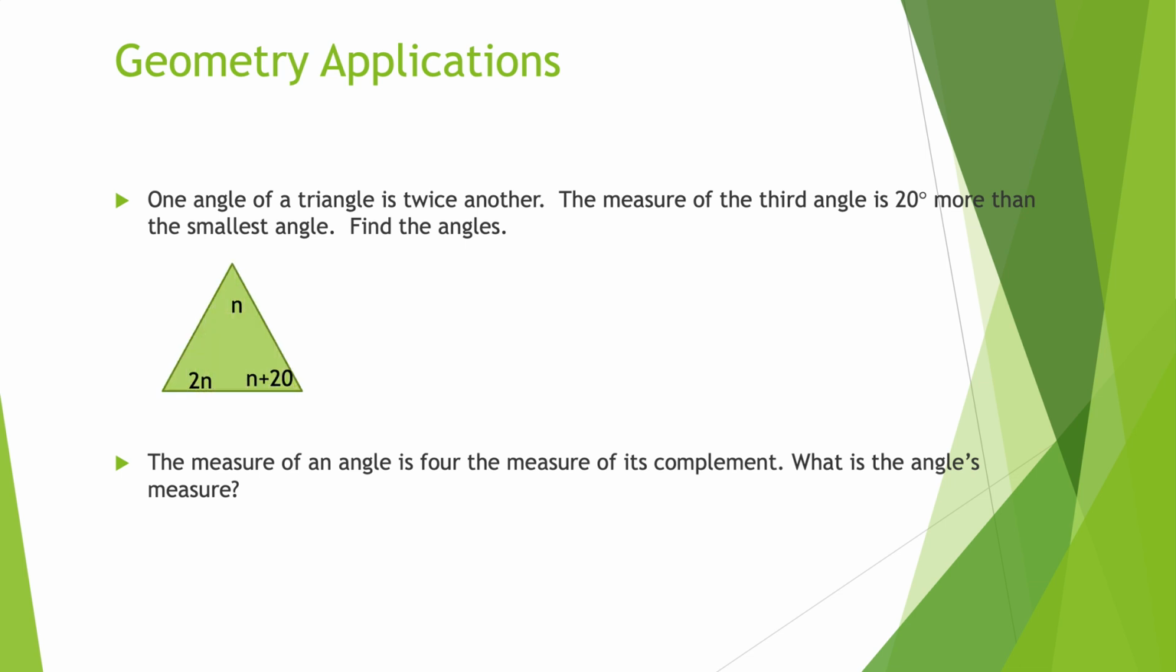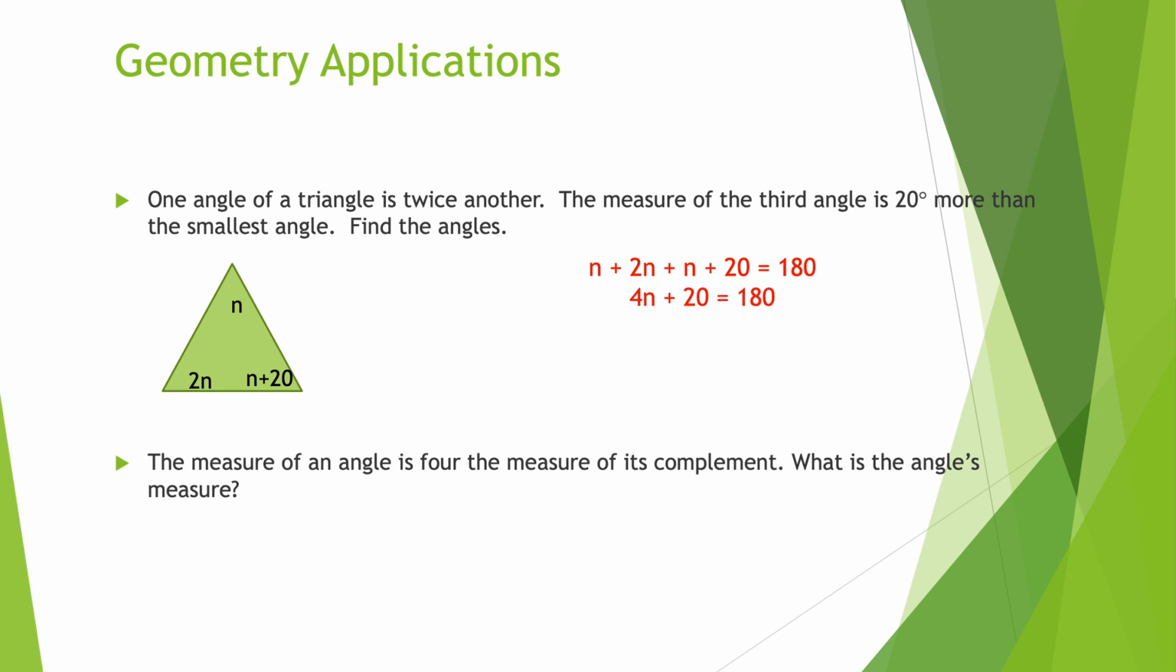All right, so always draw a diagram. This time the angles are twice another, which is 2n, and 20 more than the smallest, which is n plus 20. Find the angles. Well, all three of them have to add up to 180. There's my first angle at the top, my second angle on the left, bottom, third angle, bottom right. They add up to 180 degrees.